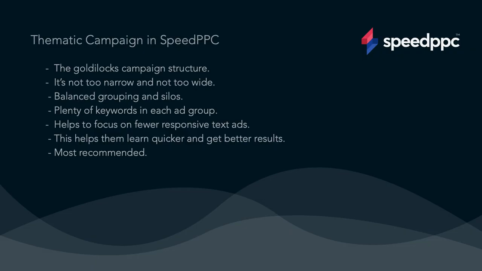You still have a nicely siloed grouping that allows you to have ads that are well matched to what the user is looking for. This way, you get much better click-through rates and quality scores. At the same time, you also have plenty of keywords in each ad group to focus on fewer responsive text ads. This helps them learn quicker and get better results. In most cases, we would recommend this campaign type for most campaigns you build.